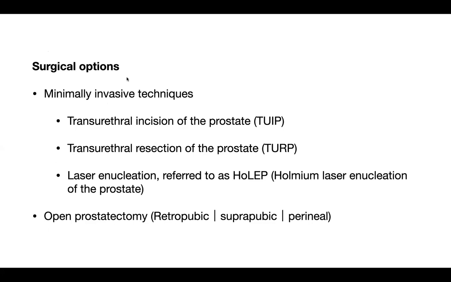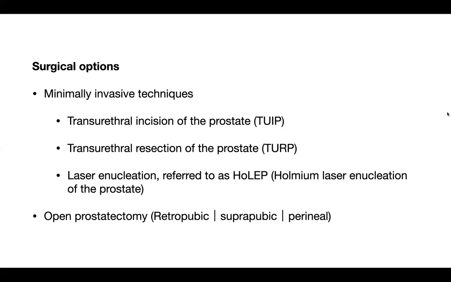So there are different surgical options that a patient can undergo, and they are broadly categorized as minimally invasive techniques and open procedures. So the minimally invasive techniques include transurethral incision of the prostate, and then you have the most common one, which is currently the gold standard for BPH. We have the transurethral resection of the prostate, which is TURP. And then other places actually have started using laser enucleation, which is also referred to as HoLEP.